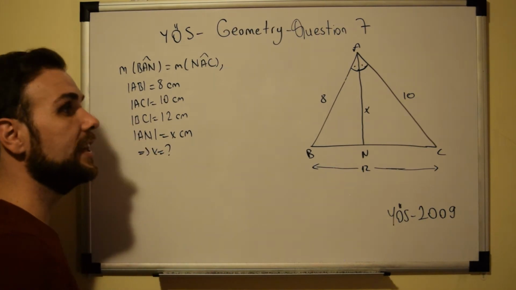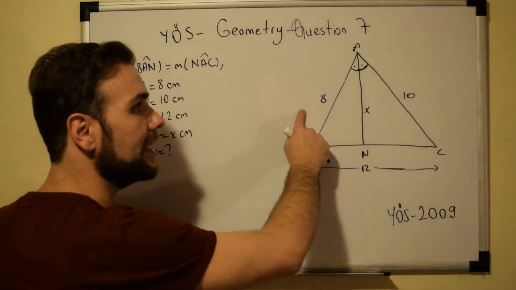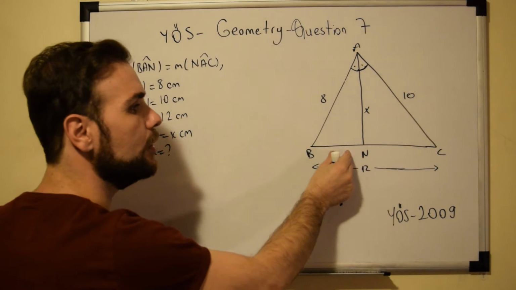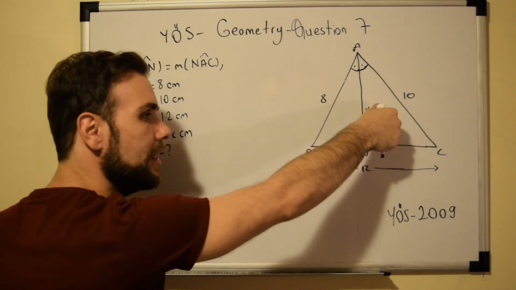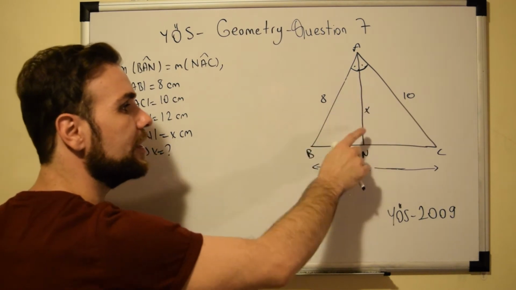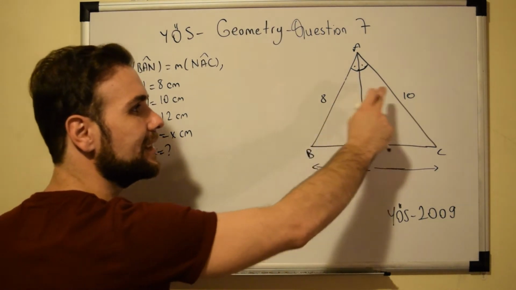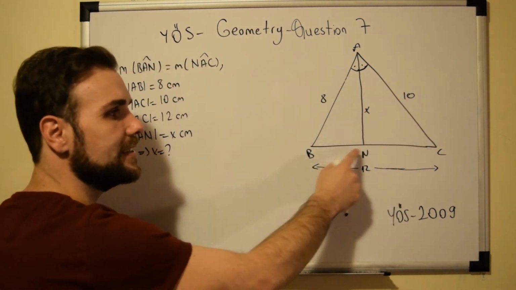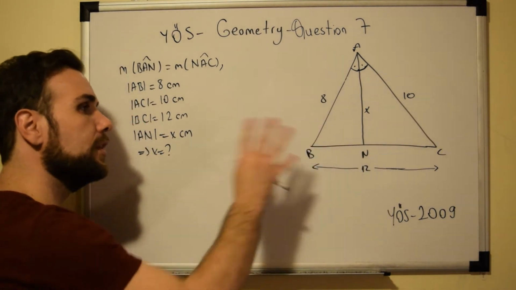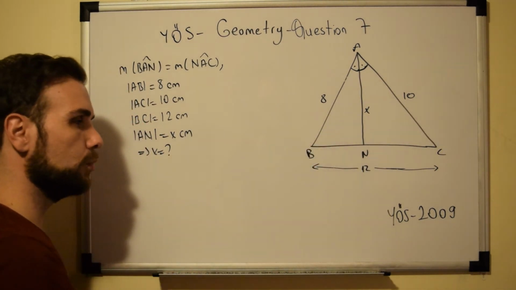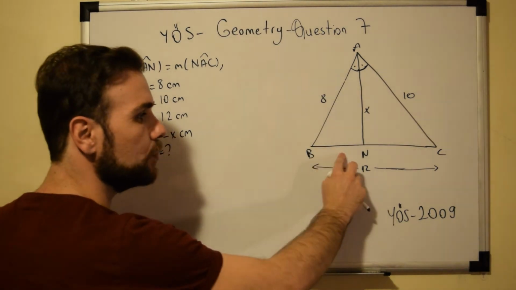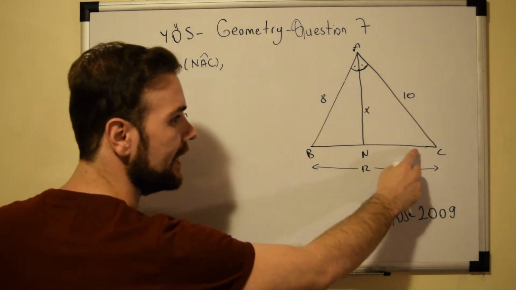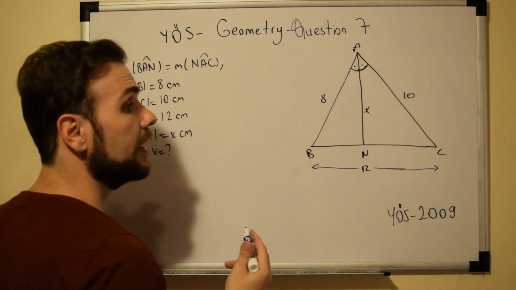What is that rule? It means that this side over this side is equal to this side over this side, and when we want to find the value of x, x squared is equal to this side times this side minus this side times this side. Now that we know the rules, we can just apply them. But first, we see that we don't have the value of BN and NC.